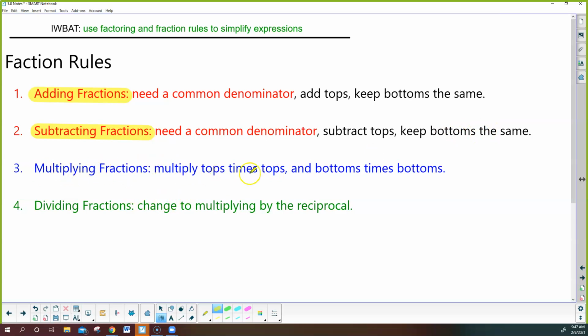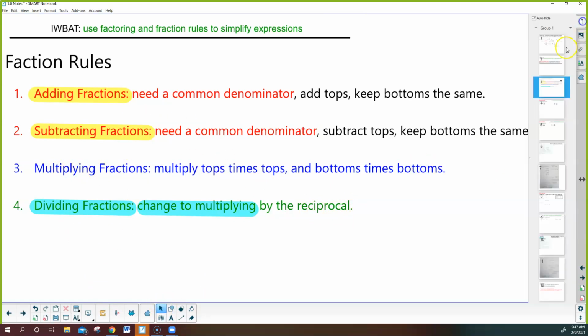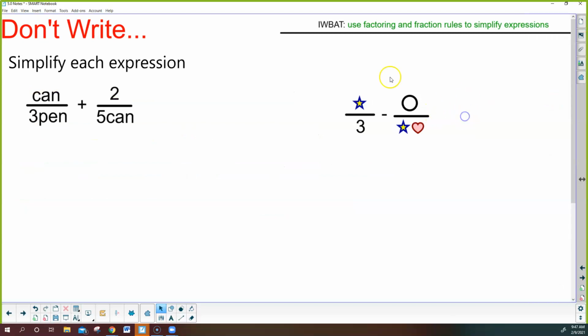Okay, multiplying fractions, you just multiply straight across, numerator times numerator, denominator times denominator. And then the big one, the one that I think a lot of students tend to forget, is dividing fractions. We want to change it to multiplying by the reciprocal, and then you follow the rule for multiplying fractions. So we reviewed all of these in the warm-up, and I want to show you a couple more here. Do not write this, because we're going to go fairly quick over it, and our goal is to really get you to focus on understanding what that means when you have fractions.